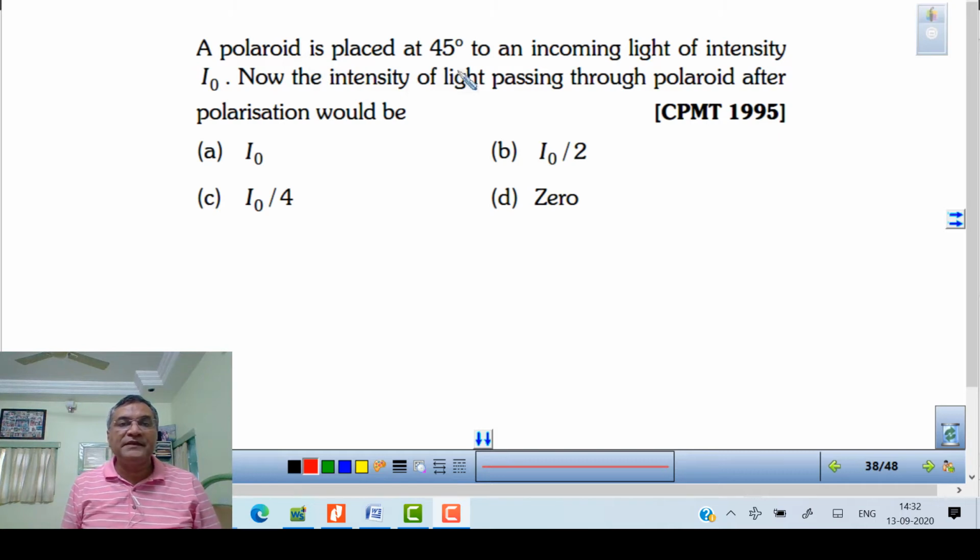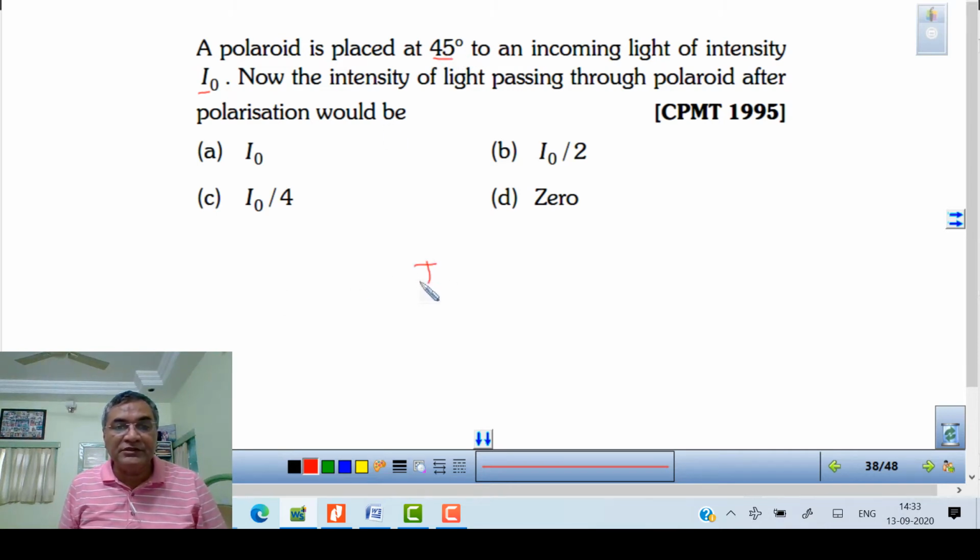A polaroid is placed at 45 degree to an incoming light of intensity I0. Now the intensity of the light passing through the polaroid after polarization would be? So actually this should be placed at 45 degree with the electric field vector, and the incident light must be polarized light. Then this problem is worthwhile, otherwise it is meaningless. So I think we understand it is already given, and then we do the calculation.